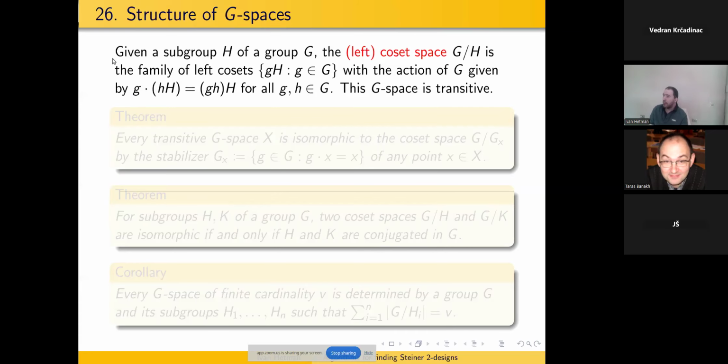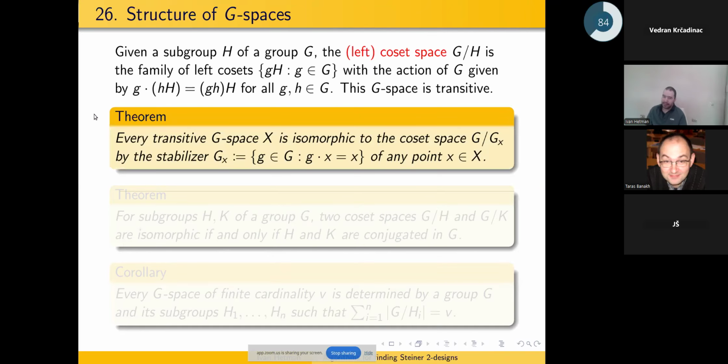First of all, given a subgroup H of a group G, the left coset space is the family of left cosets with an action of G given by this formula. These are well-known properties of cosets, proved, I suppose, even by Lagrange. And because we have such a nice coset space, it is a very simple and powerful example of G spaces. Also, let's note that this G space is transitive.